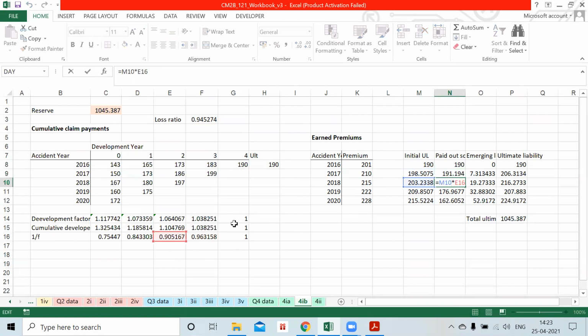This is 198. These are the development factors, 1 by F divided by, if you can see, we have also calculated cumulative development factors, and then we have divided it over here. So directly we multiply over here. And then we have the emerging liability, which is initial liability minus the paid out so far. So this is the emerging, and the ultimate liability is equal to this emerging liability plus whatever remains. And the total sum of this will give you the reserves from the Bornhuetter-Ferguson method.